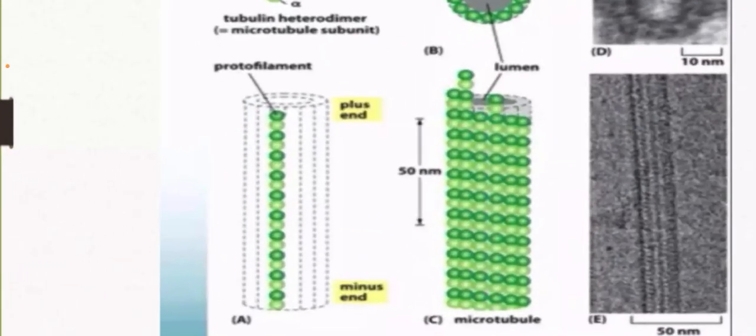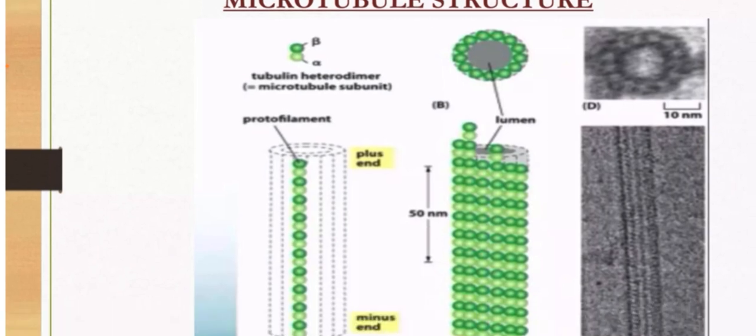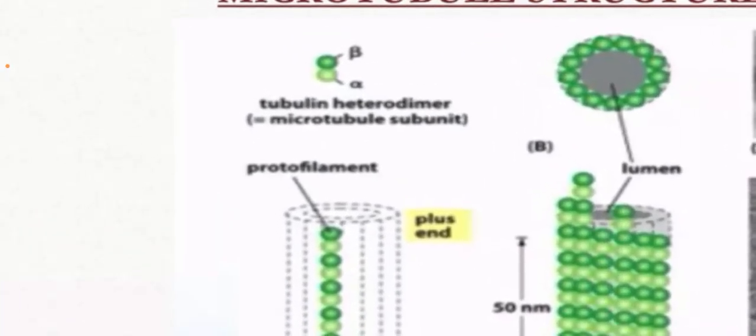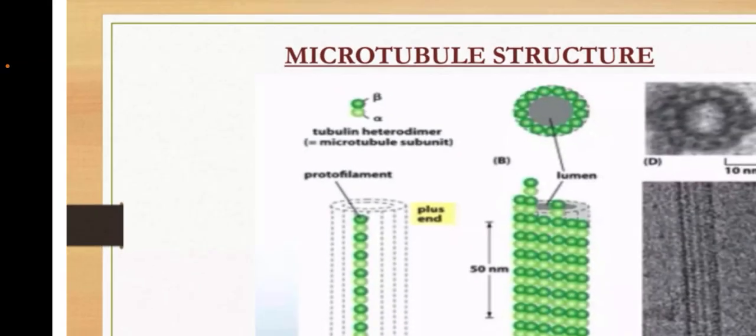So that is the structure of the microtubule. The upper unit is the beta subunit, which hydrolyzes GTP, whereas the lower unit is alpha tubulin, which is bound with the GDP molecule.